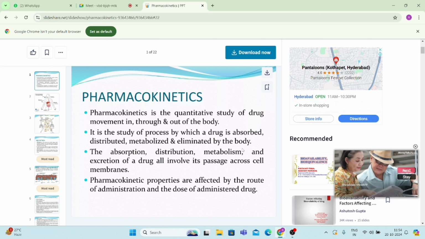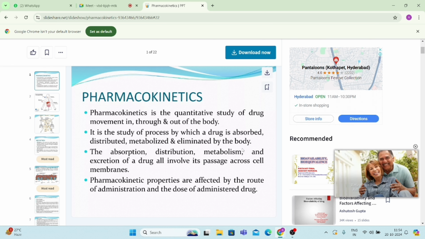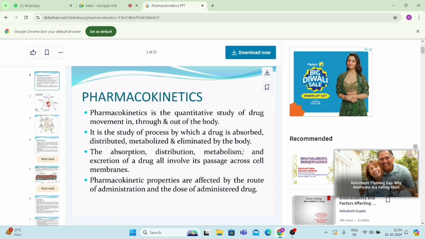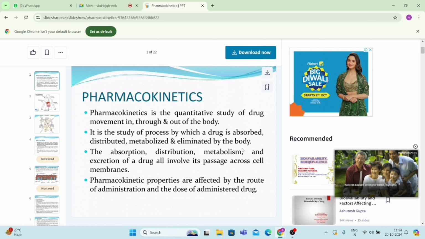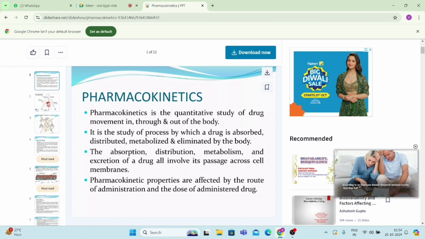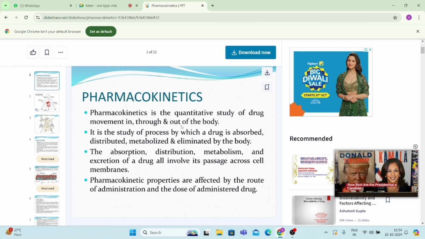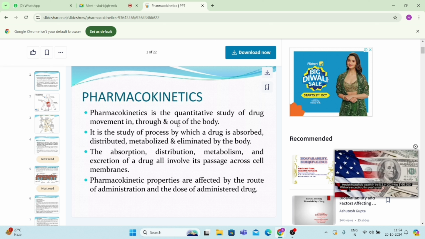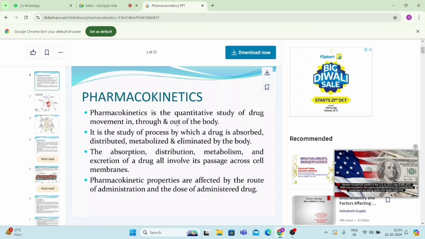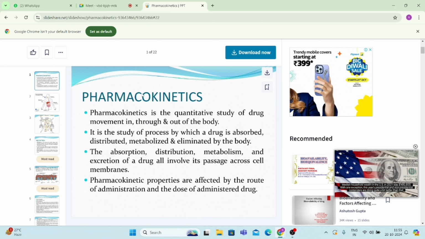Okay, so if a drug wants to go through all these four processes, it has to involve a membrane. Membrane in the sense, mostly the plasma membrane or cell membrane will be involved. And how are these pharmacokinetic properties affected? Affected in the sense, they can be increased or decreased due to factors of the drug, like the route of drug administration or the dosage form of the drug, its physical and chemical properties. All these factors constitute the pharmacokinetics.